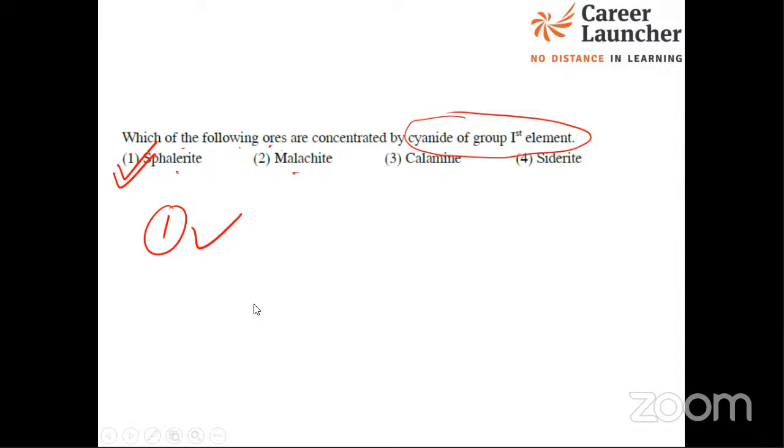So these memory based questions are very important for you. It saves a lot of time. That is very important for all of us.